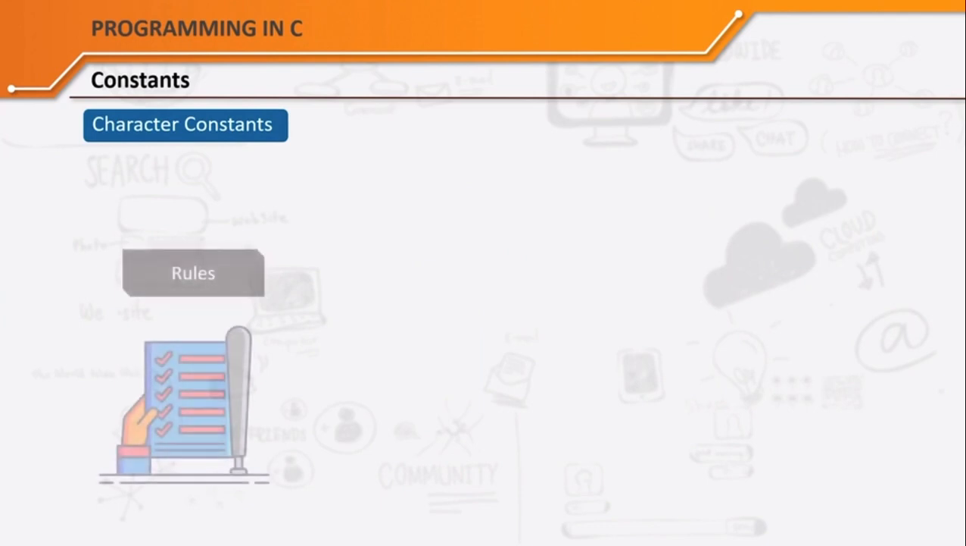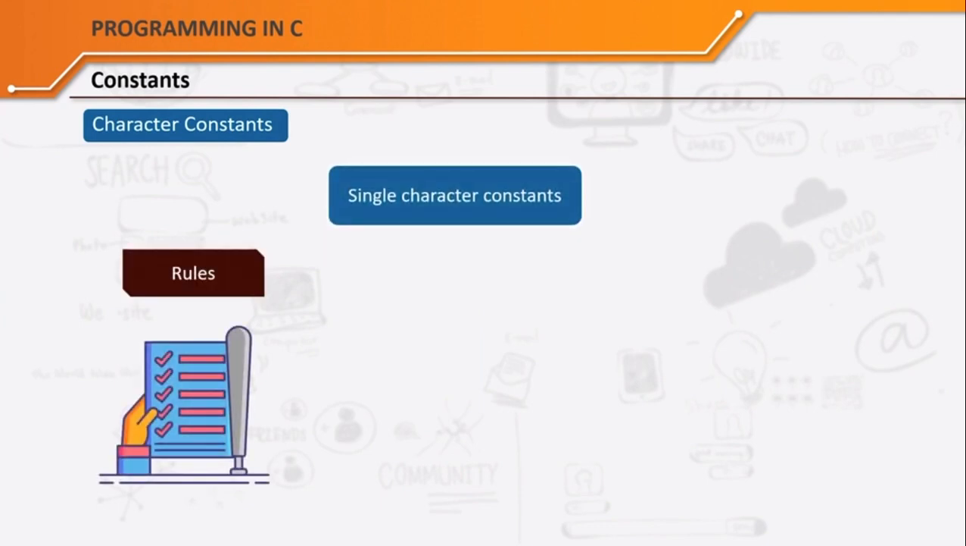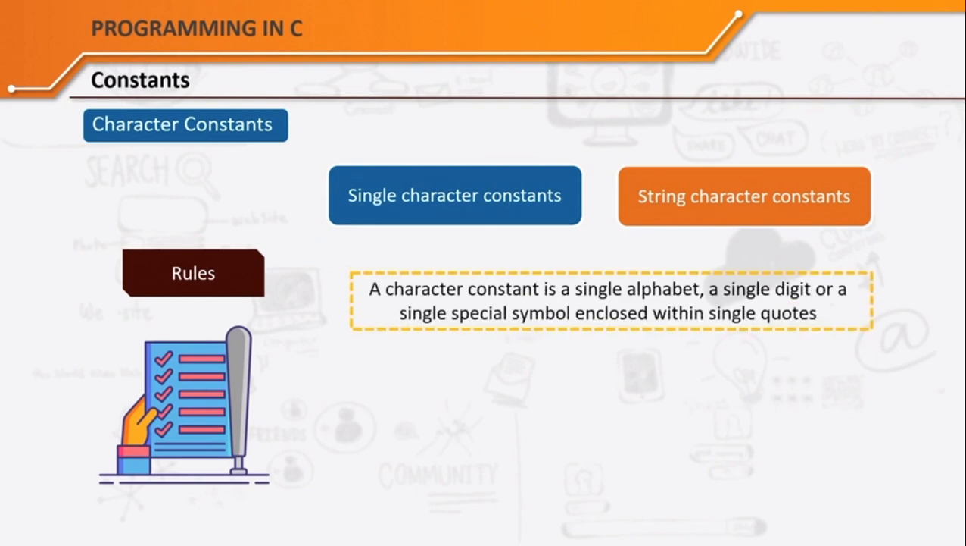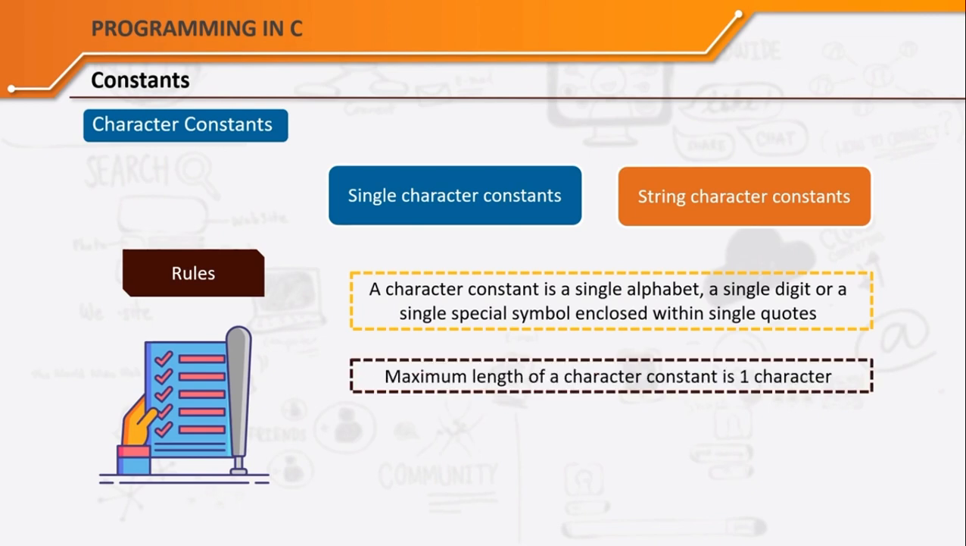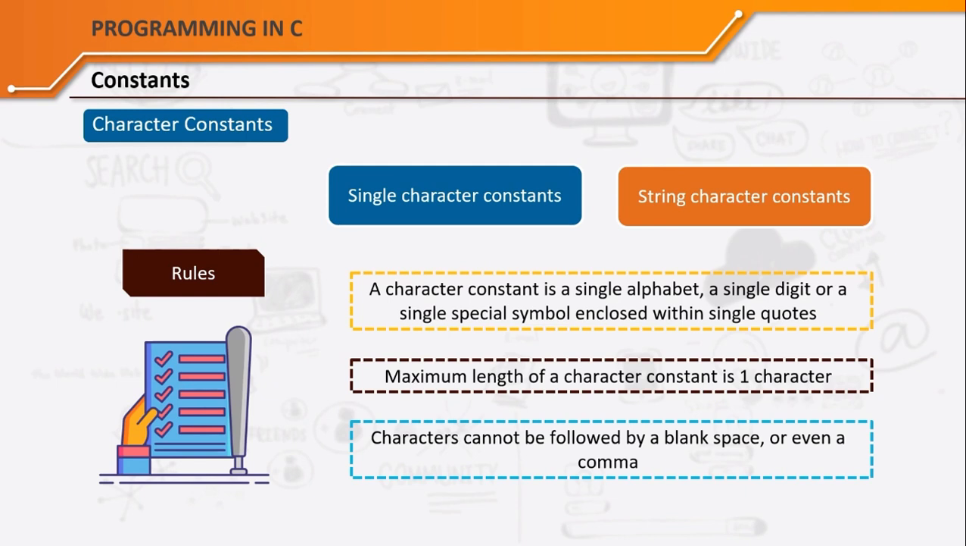Character constants are of two types. One is single character constants, the other is string character constants. In single character constants, a constant can be a single alphabet, or a single digit, or a special symbol, which is enclosed within single inverted commas or single quotes as we call them. The maximum length of the character that we can have within this single quote is only one. The characters cannot be followed by even a blank space or a comma, because even a comma and a blank space is also considered a character.